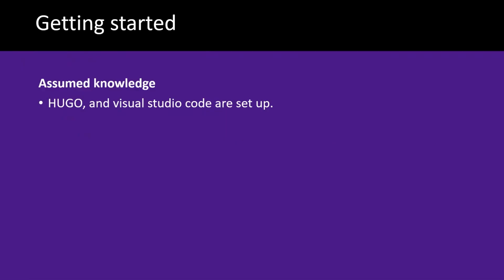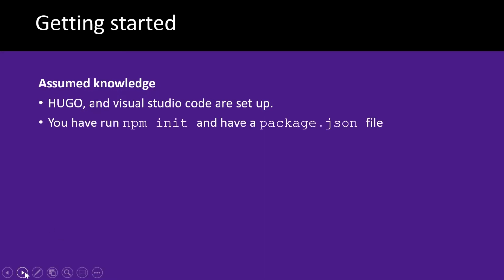So for today's video, having hugo-extended set up and Visual Studio Code set up is assumed knowledge. I've got a link above to a video to help you install hugo-extended. You'll have already run npm init and you'll have a package.json file present in your project. And there's another link above for my previous video, which is setting up Hugo with npm.